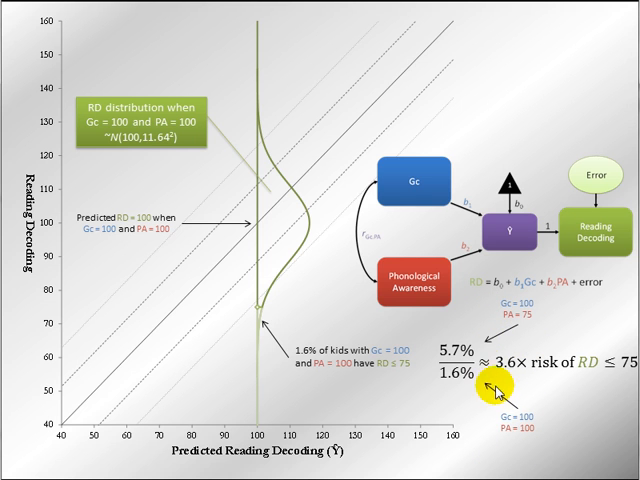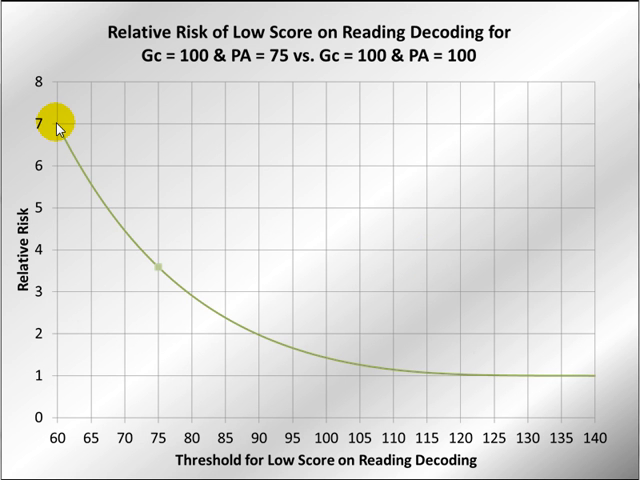Now this relative risk depends on how severe is the cutoff point for what we call low performance. In this regression model, we can look at what the relative risk would be at various points on the reading decoding scale. So we're comparing two profiles, one in which there's a cognitive weakness, PA equals 75, and one in which 100 is the score for both predictors. If 100 is the average on reading decoding, it looks like there's a 1.5 relative risk of scoring less than 100 in this profile compared to that profile.